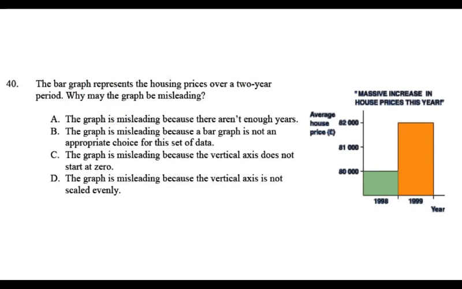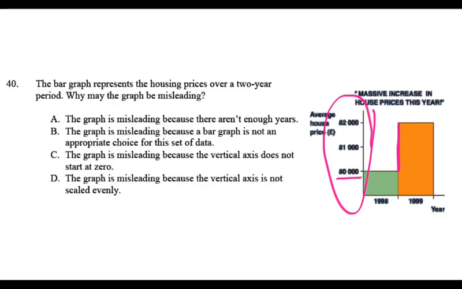Number 40, the bar graph represents the housing prices over a 2-year period. Why may the graph be misleading? So if you look at the graph, you have 1998 and 1990. It automatically jumps to 80,000. So it goes from 80,000, 81,000, 82,000. This right here looks like a huge jump with the way that your y-axis is scaled, your vertical axis, but in reality it's only 2,000. So that's why it's misleading.